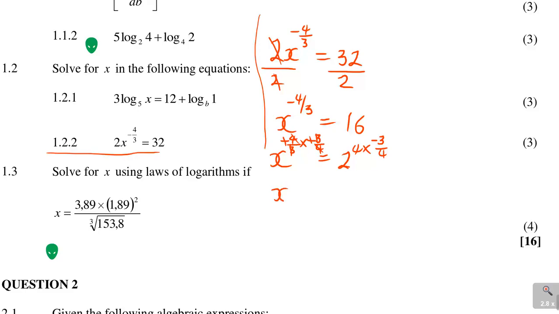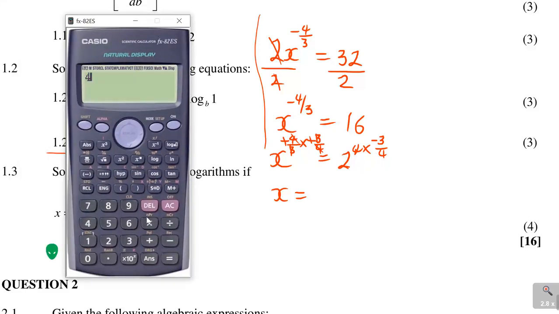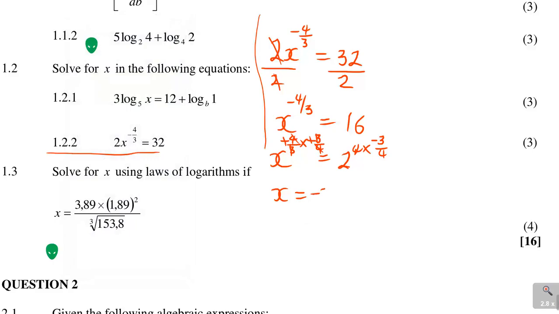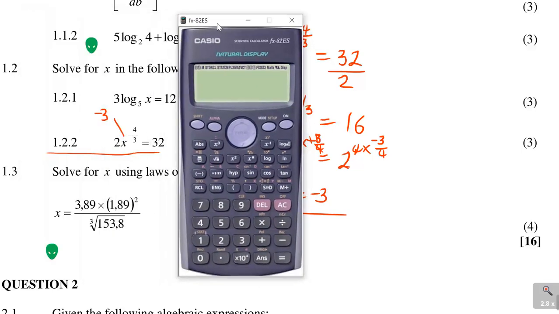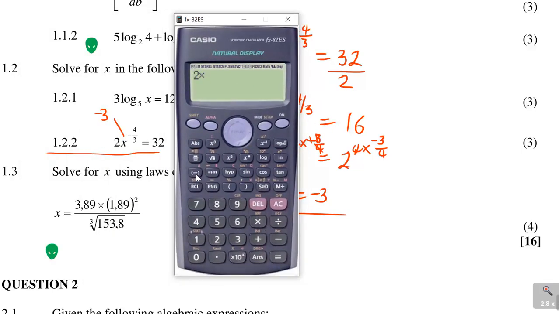Then you've got your x now alone, which is equal to, now you can use a calculator, 4 times negative 3 over 4. It gives us minus 3. So x is equal to negative 3. You can test it again. Where there is x here, we put minus 3. It must give us a 32. So if I come here and say 2 times, we need to put it in brackets, negative 3 to the power of negative 4 over 3.